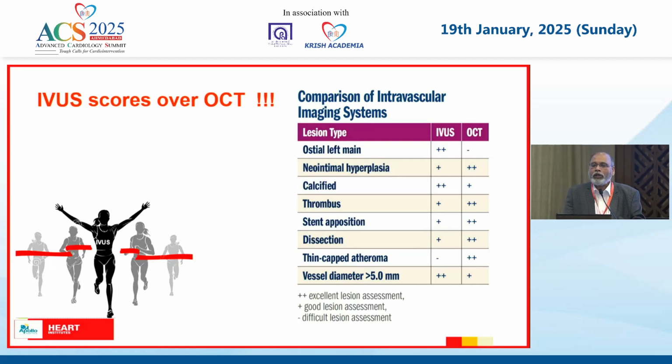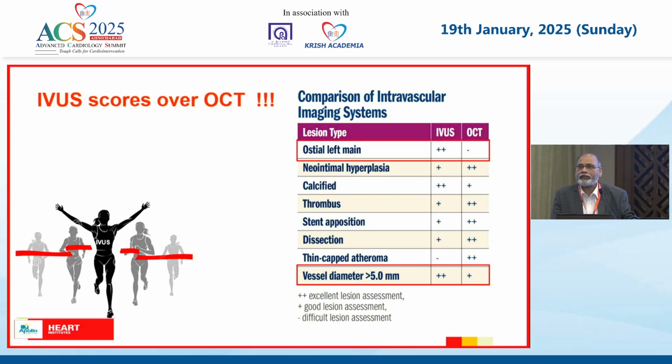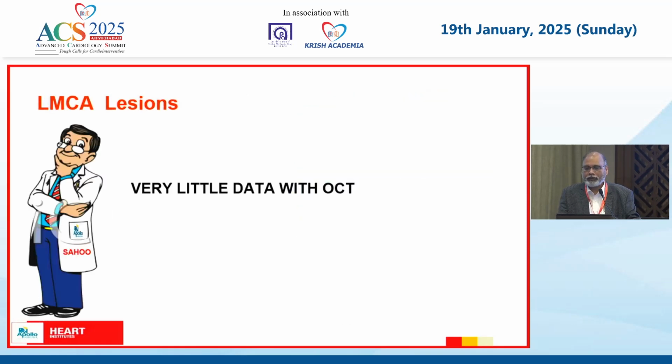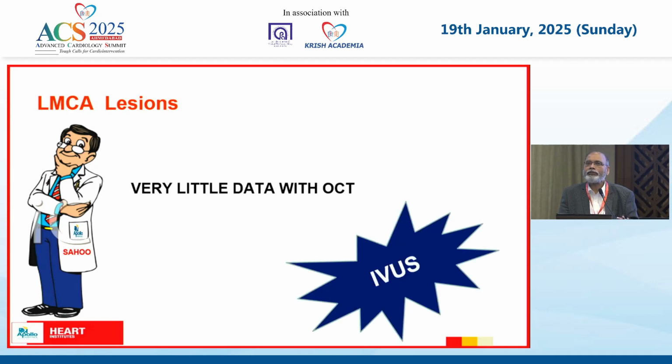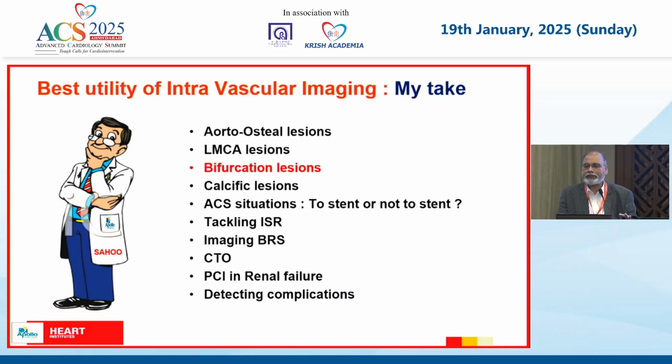So IVUS scores over OCT in left main, mainly ostial, and usually if the vessel diameter is more than 5, because many left mains that we deal with are more than 5, and OCT will not cover in the spectrum. There is very little data with OCT about LMCA lesions, so try to stick to IVUS. That's a clear-cut message that should go.